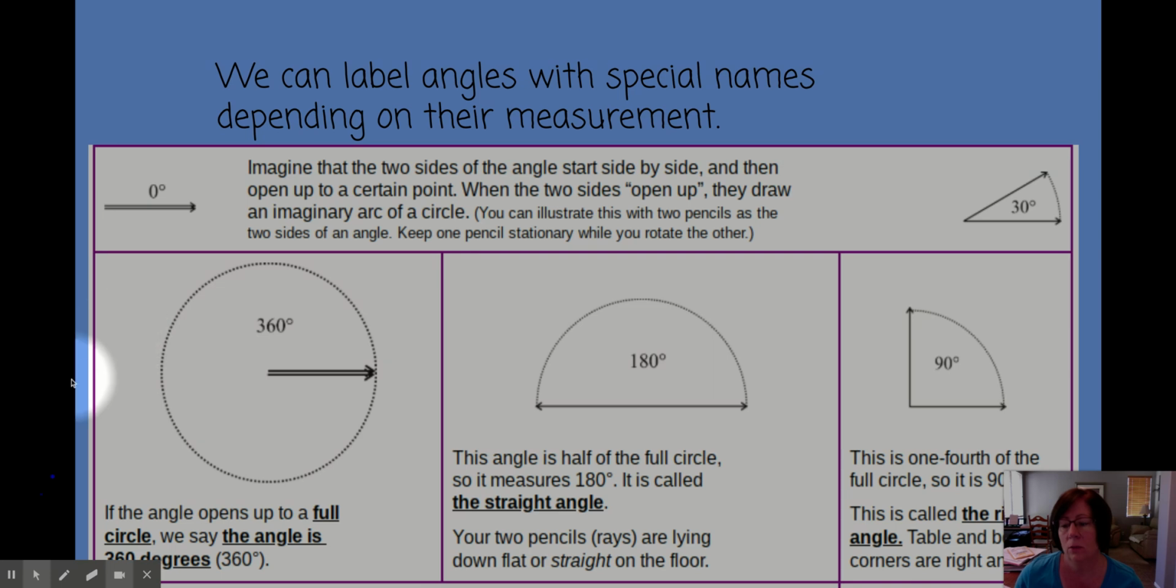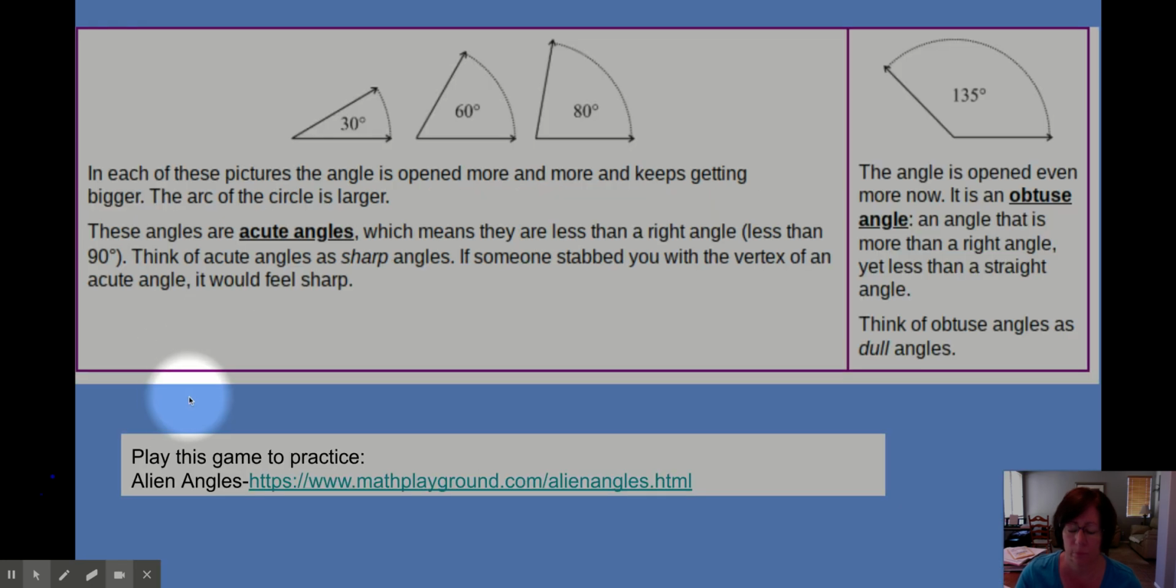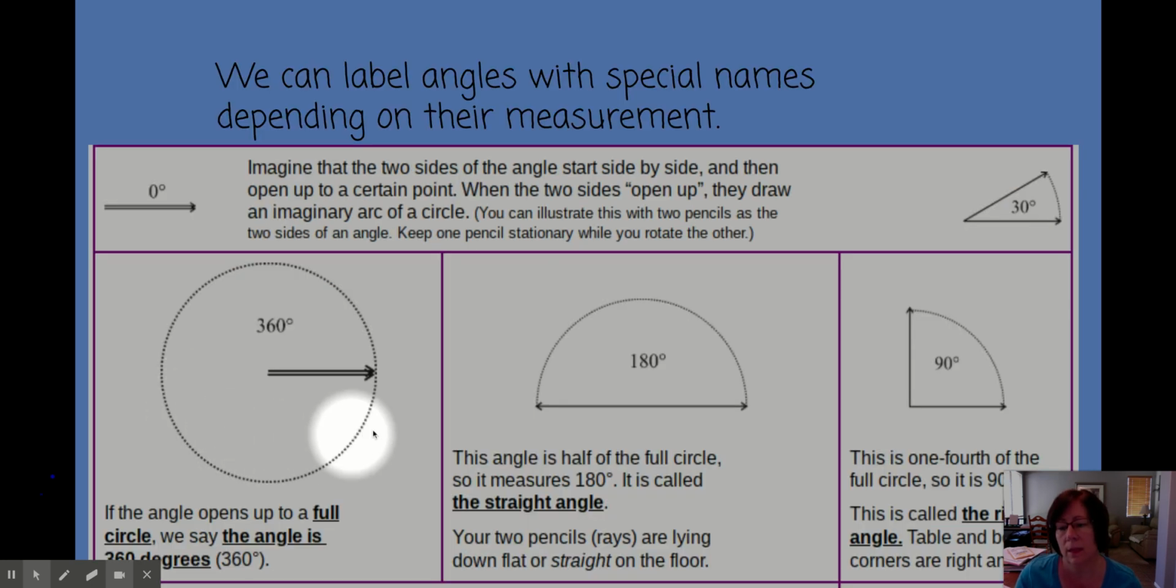All right, so now what we're going to do is look at some different types of angles and how they get their name or label. So this is showing you a full circle. And if we put those two rays on top of each other and we moved one of them all the way around, then that would be 360 degrees. So a full circle is 360 degrees.